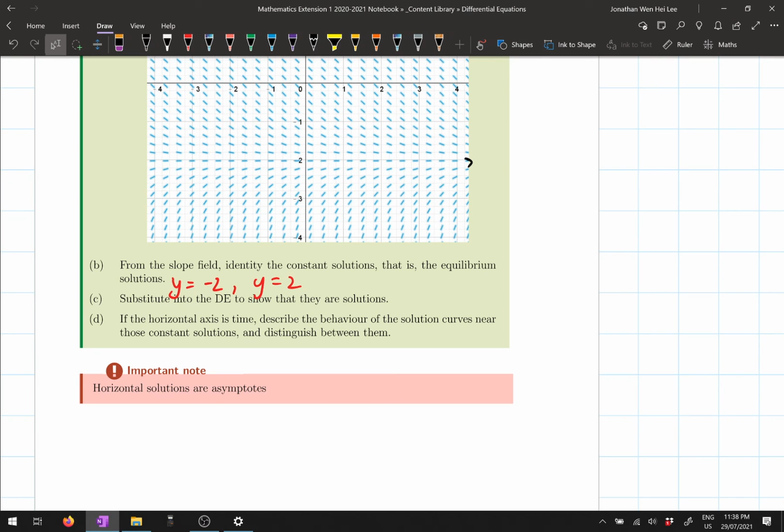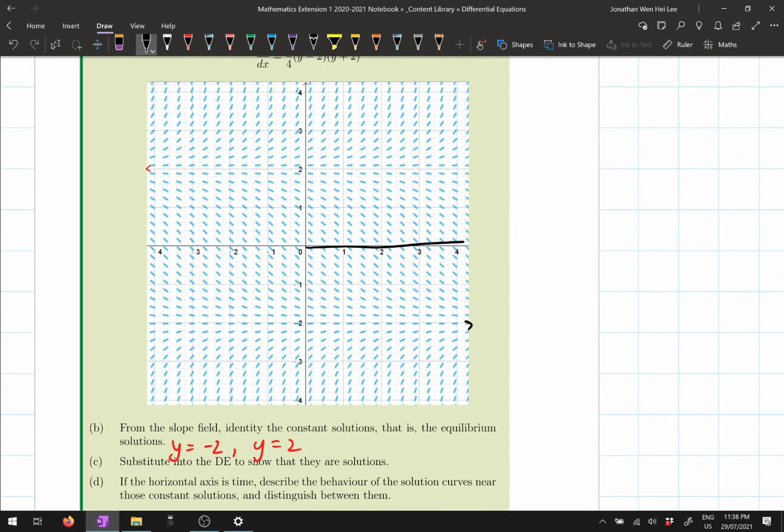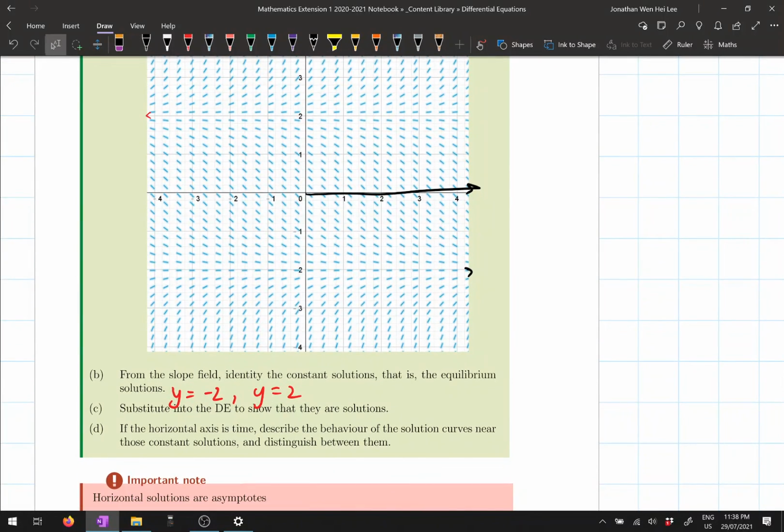Okay. If the horizontal axis is time, describe the behavior of the solutions near those constant solutions and distinguish between them. So if we think of the horizontal axis as time, and because time starts from 0 onwards, we're going to ignore the negative part. We're just asking what happens to the behavior of the solution curves near those constant solutions, and distinguishing between them.